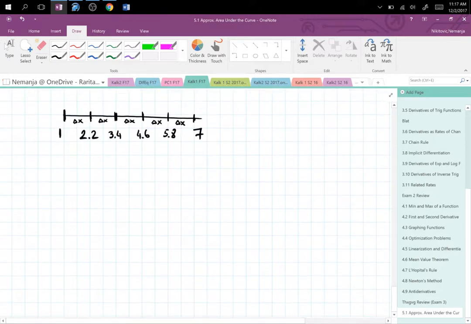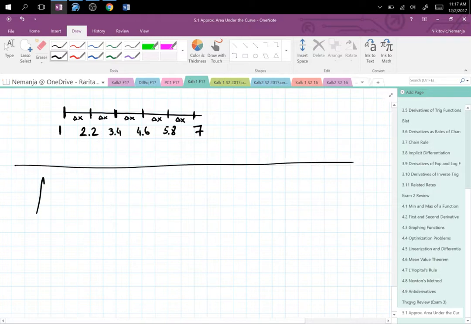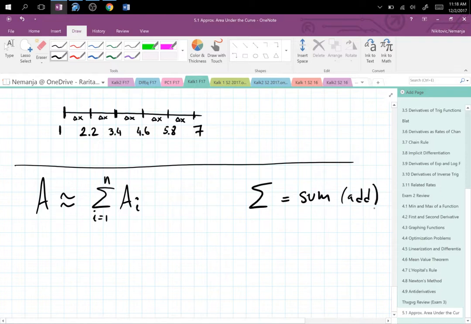So what is the summary of this section now? The summary is that we can approximate the area under the curve by simply adding all of the areas, and now we have this funny symbol that you might have not used before, and this symbol means sum, add. That's what the symbol means. Now we'll talk in detail about the symbol.